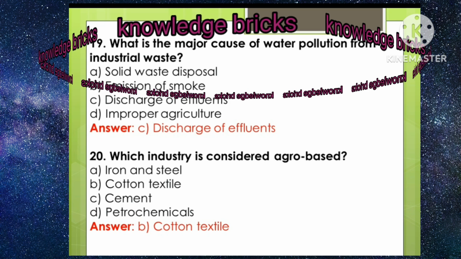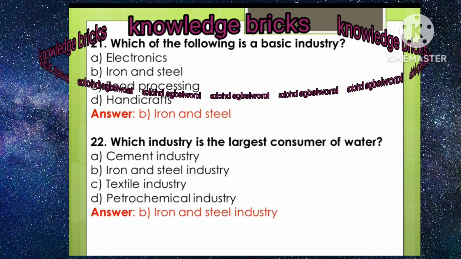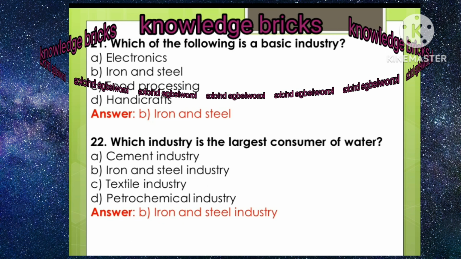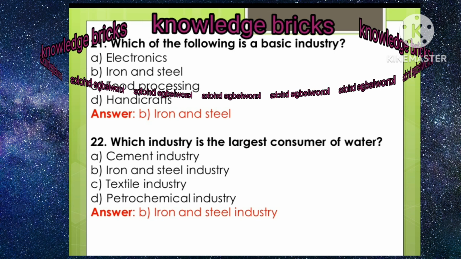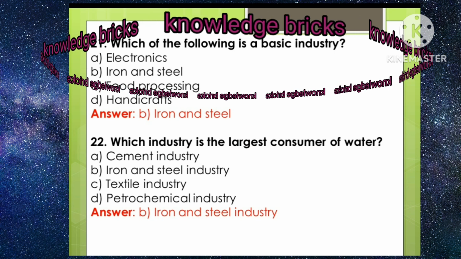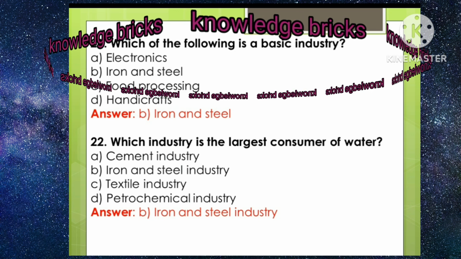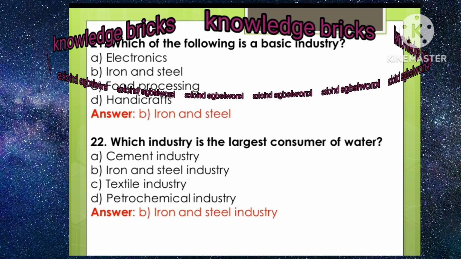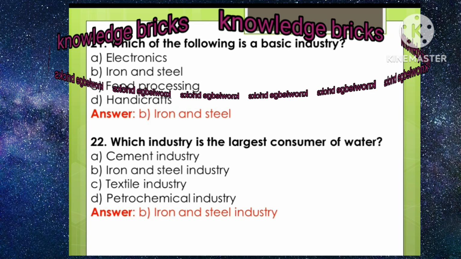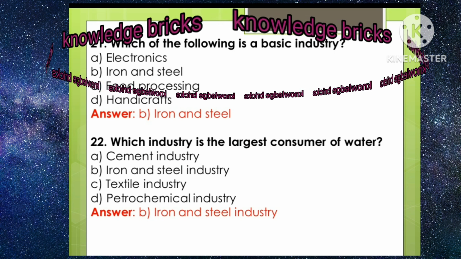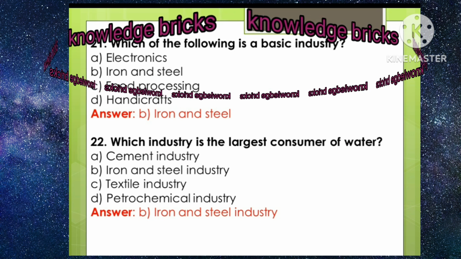21st question. Which one of the following is a basic industry? A. Electronics. B. Iron and steel. C. Food processing. D. Handicrafts. Answer B. Iron and steel. 22nd question. Which industry is the largest consumer of water? A. Cement industry. B. Iron and steel industry. C. Textile industry. D. Petrochemical industry. Answer B. Iron and steel industry.